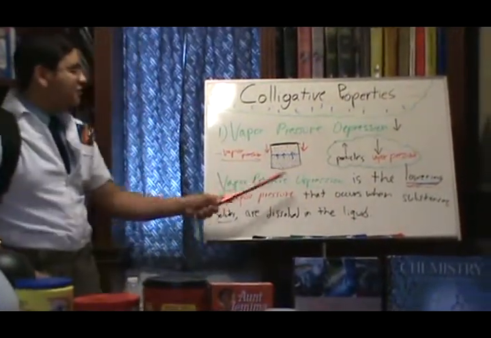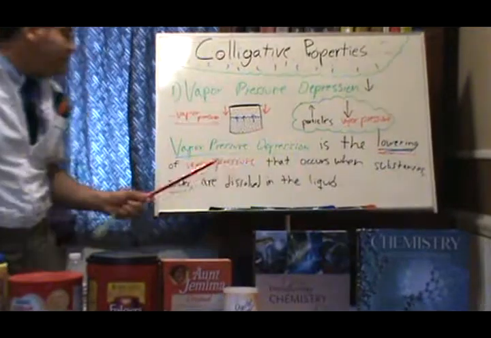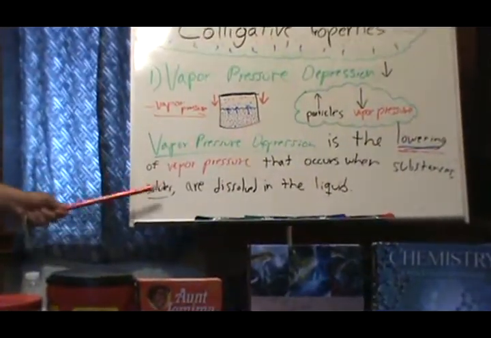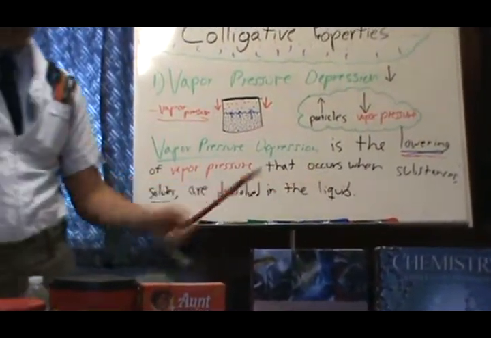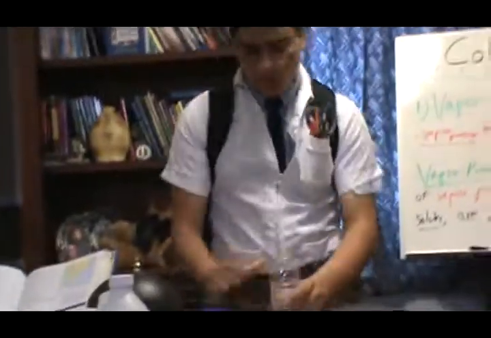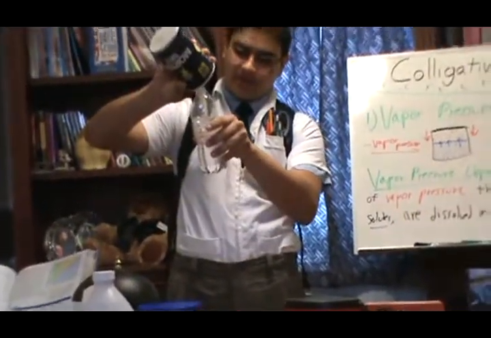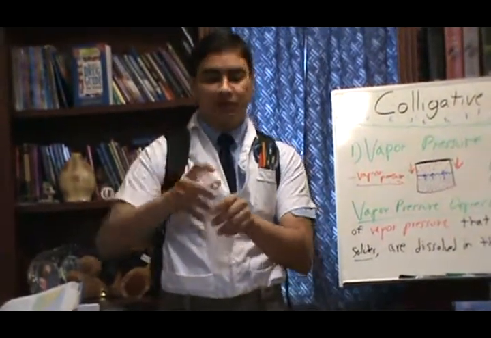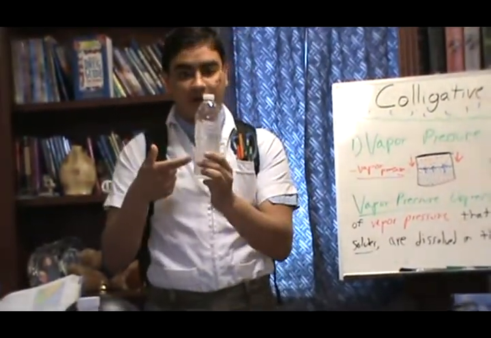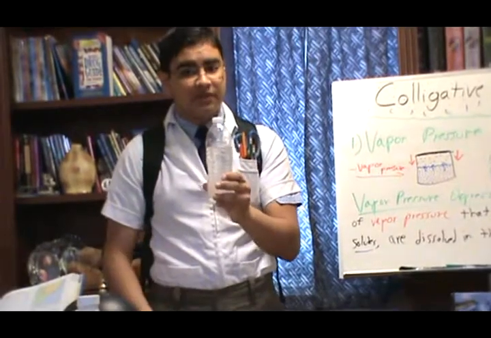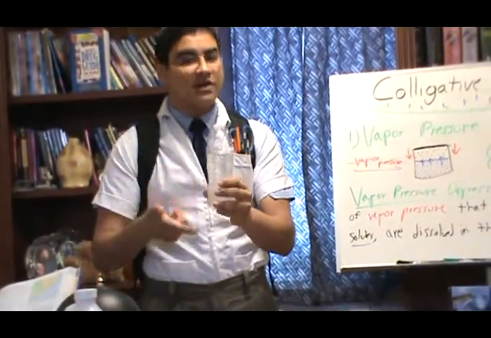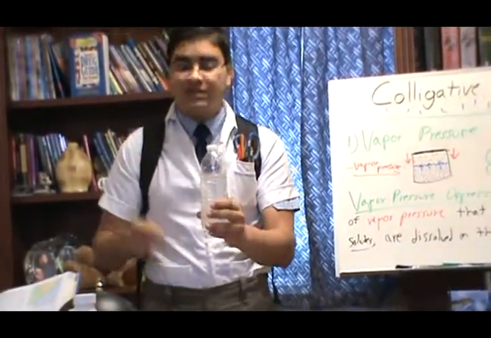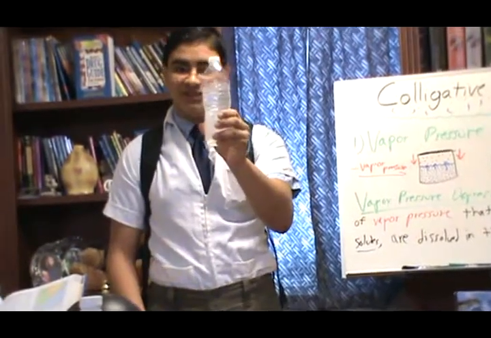So, vapor pressure depression is the lowering of vapor pressure that occurs when substances or solutes are dissolved in the liquid. For example, when I put salt here, the sodium ions and the chloride ions will attract the dipoles, the positive and negative ends of water, lowering the vapor pressure. Since now, fewer particles are escaping the liquid. Fewer particles, fewer collisions, less pressure.